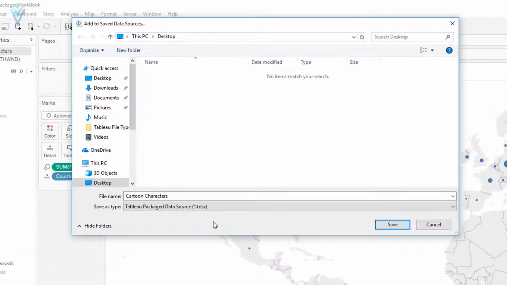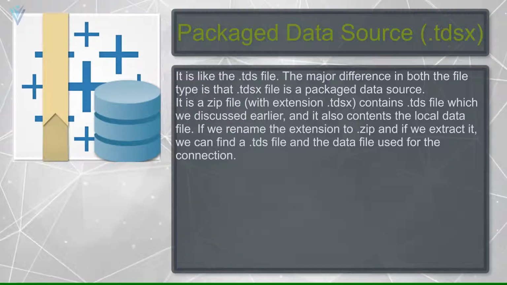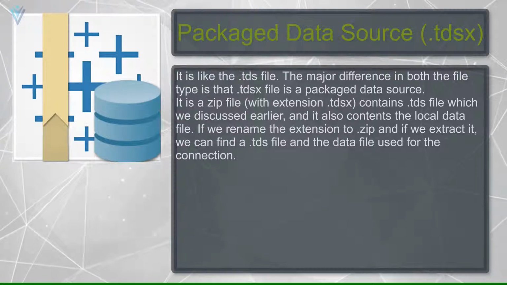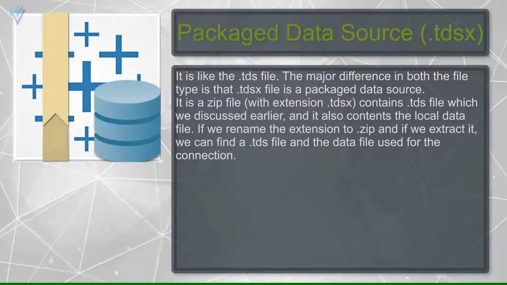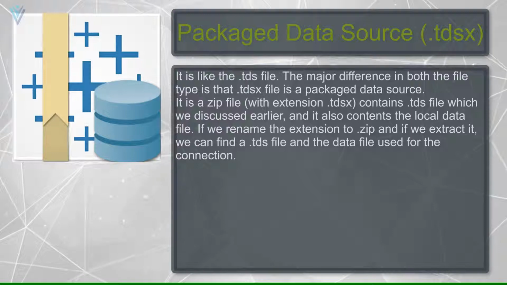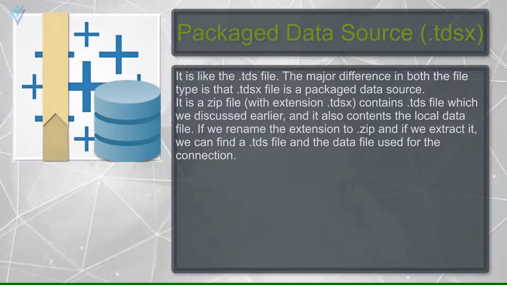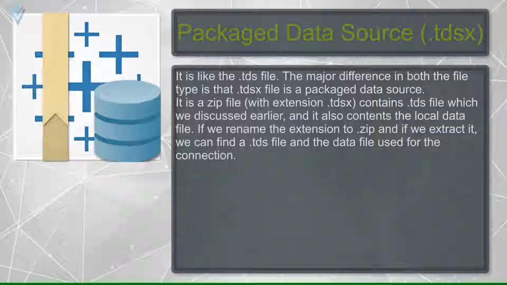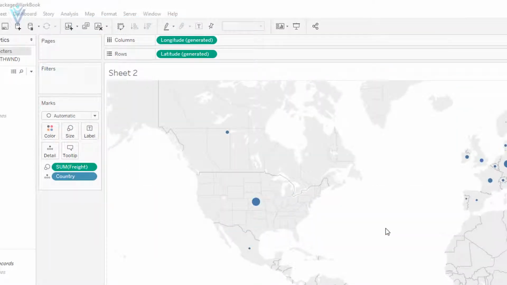The next extension is Tableau packaged data source, .tdsx. Packaged data source .tdsx is like a .tds file. The major difference in both file types is that the .tdsx file is a packaged data source. It is a zip file with extension .tdsx, containing the .tds file which we discussed earlier, and it also contains the local data file. Okay, so let me quickly save this on desktop. I'm going to click on save, and as we mentioned, it is a zip file.